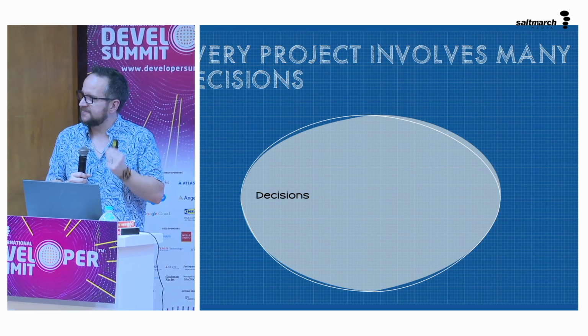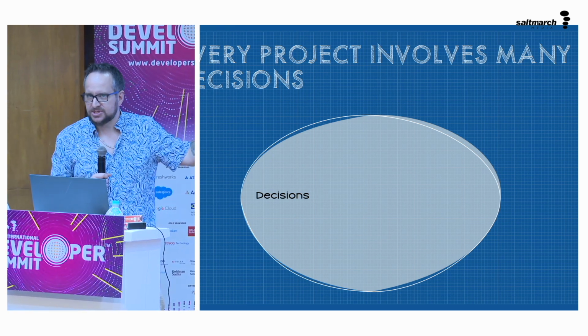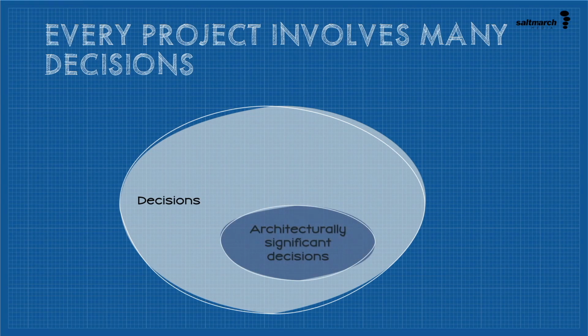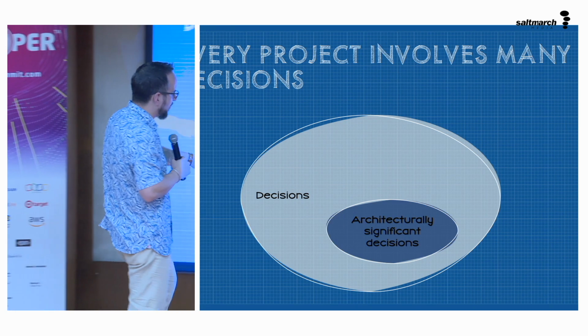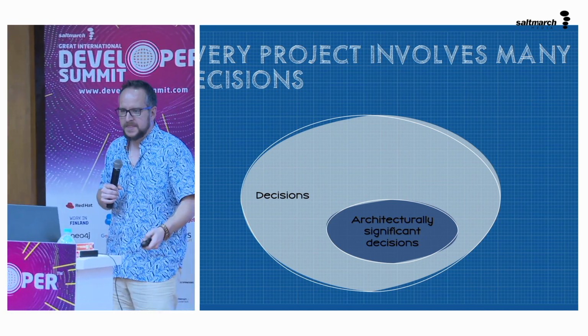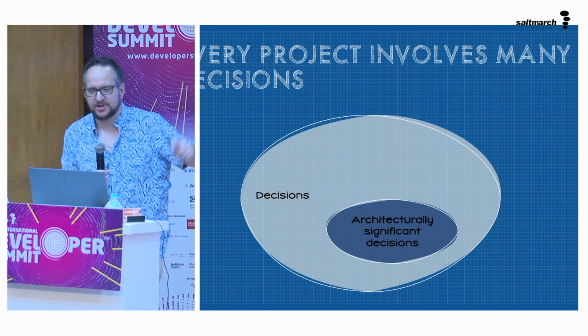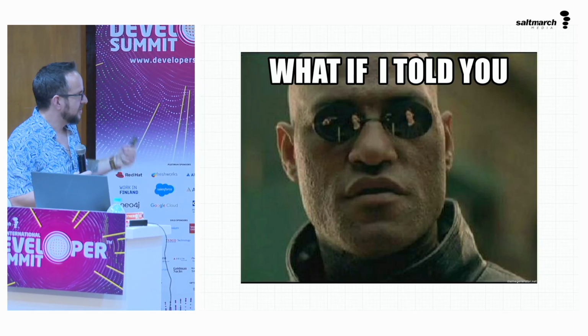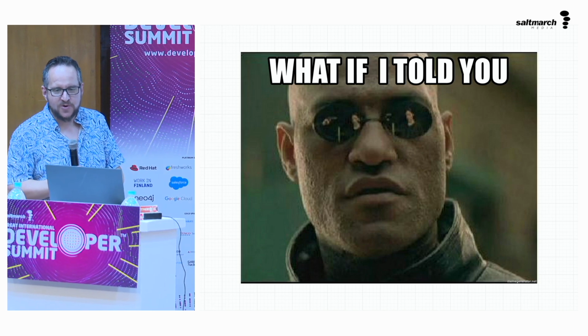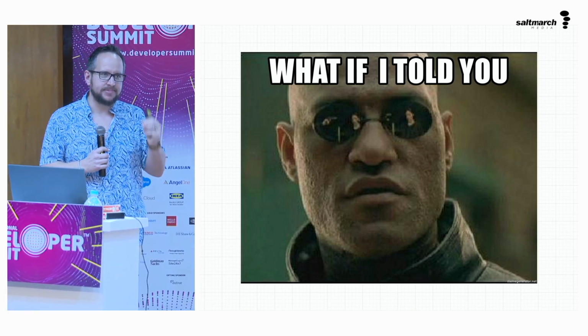Every project involves a number of decisions. And within this set, there exists a subset of architecturally significant decisions. These are the decisions that are going to materially affect the capabilities of the system and their measure. And since we're on the subject of outdated memes, this movie only came out 25 years ago. What if I told you there was a way to codify key decisions into atomic building blocks?